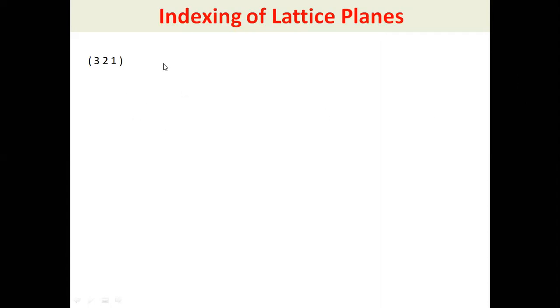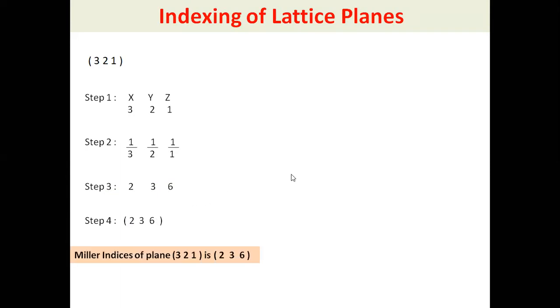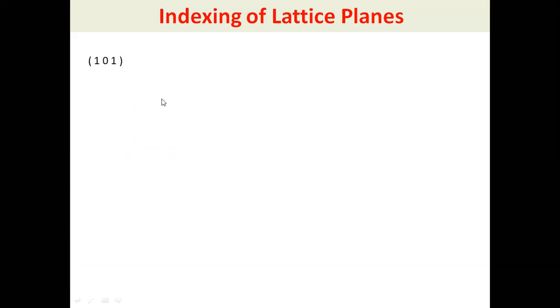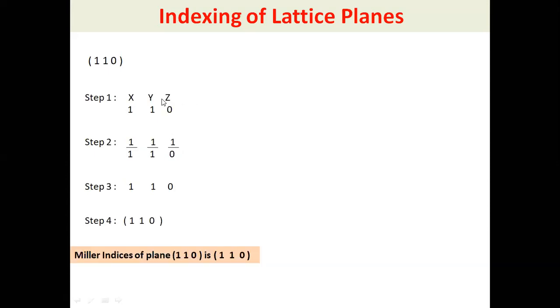So we take the 3 by 1, 2 by 1 and 1 by 1. Then take the reciprocal, that is 1 by 3, 1 by 2 and 1 by 1. Then we take the LCM of 3, 2, 1. The LCM of 3, 2, 1 is 6. So 3 twos are 6, 2 threes are 6 and 1 six is 6. So 2 3 6 is the Miller indices of the plane 3 2 1. Any doubt? Okay, then find out for this 110.